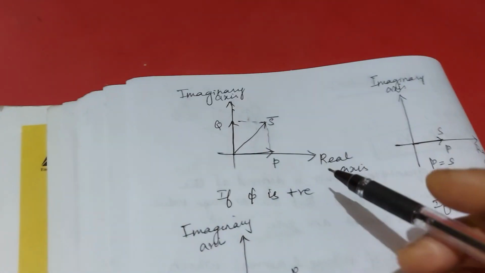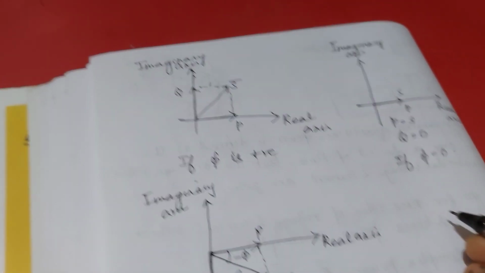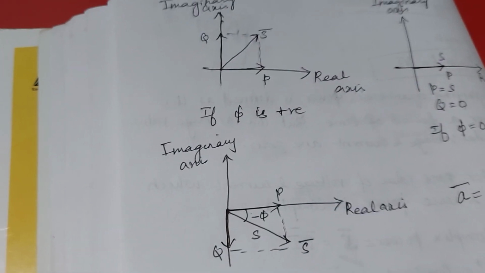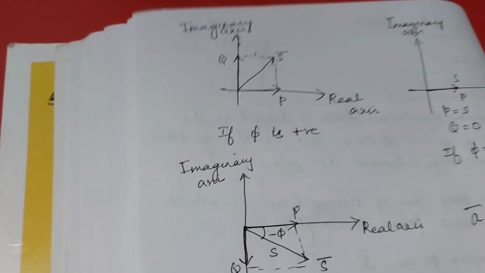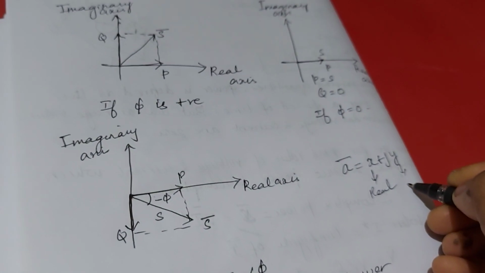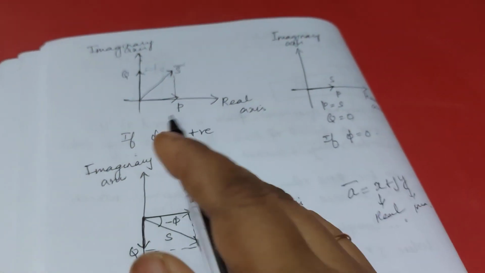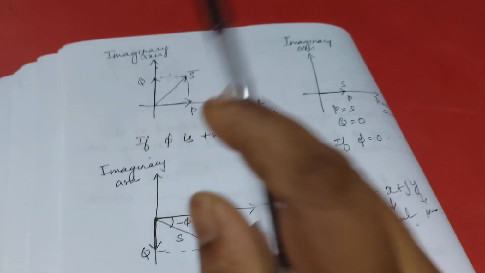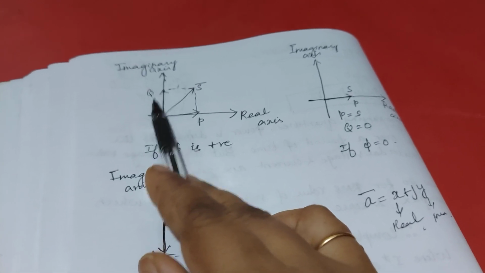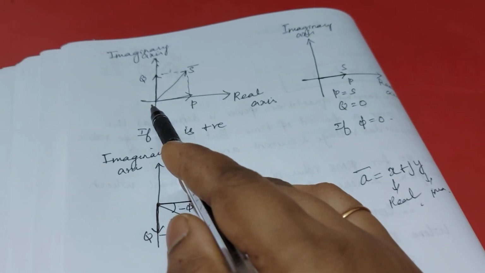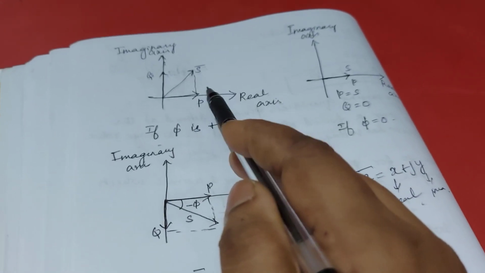I told you the power is a complex power. You know what a complex value is. If I have a vector or a complex value A bar, it will be equal to x plus jy, where x is the real part and y is the imaginary part. Similarly, when we talk about complex power, I will have the real part and the imaginary part. This imaginary power is called reactive power, and this real axis power is called active power.